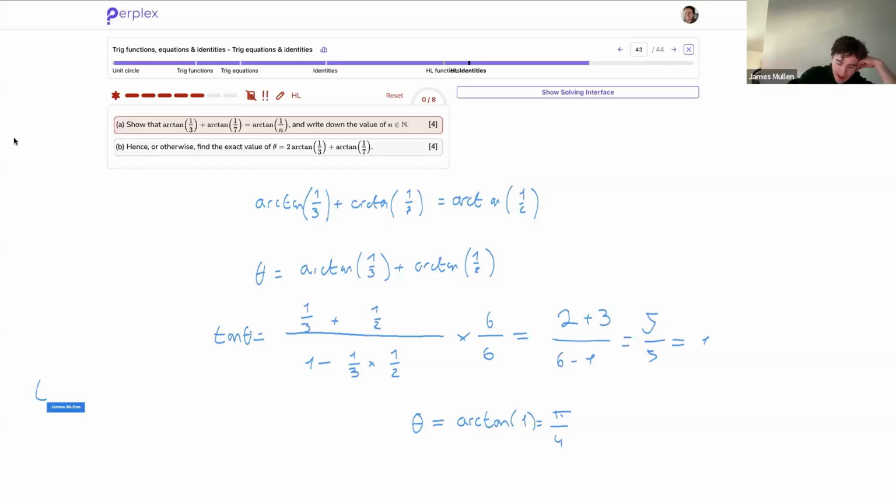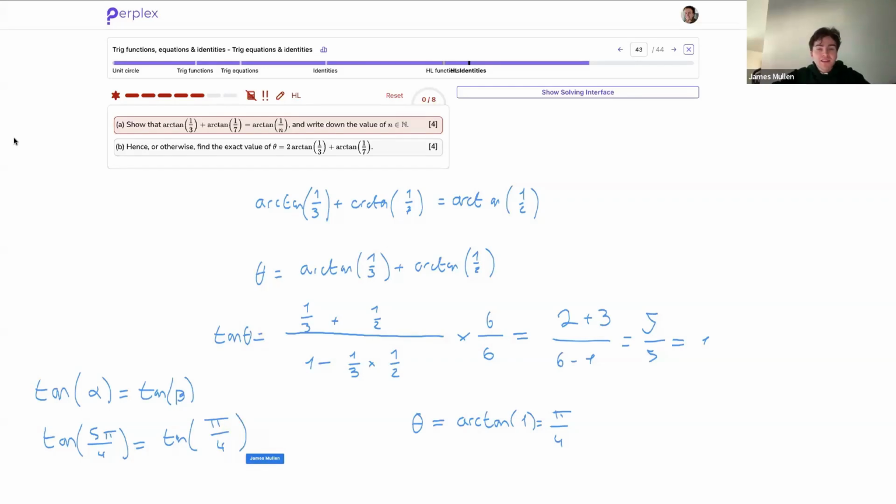If I have something that says tan of alpha is equal to tan of beta, I want to show you an example that tan of 5 pi over 4 is equal to tan of pi over 4. That doesn't mean that 5 pi over 4 is equal to pi over 4. And that is because tan is a periodic function. So it doesn't pass the horizontal line test, which is why when I talked about the domain and range of arctan, I had to restrict its domain and its range.